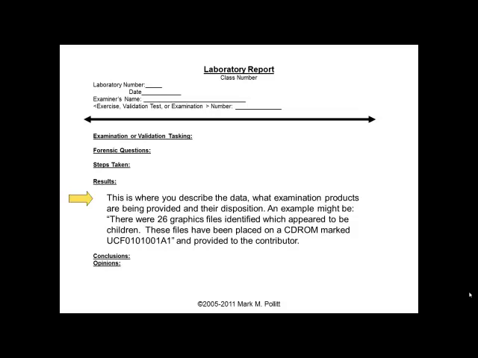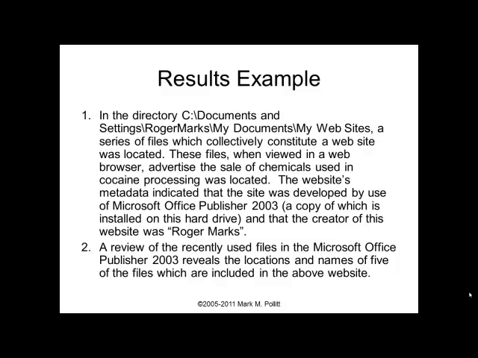You know, this is a very simple one here, but there were 26 graphic files identified which appear to be children. They've been placed on a CD-ROM, marked ECF, provided the contributor. Well, that's okay, but you probably want to do something a lot more extensive. You can do numbered bullets, you can do sections and subsections, and you can include tables. Organizing this is up to you, but again, you need to put the actual data in there, but at the same time, you need to organize it.